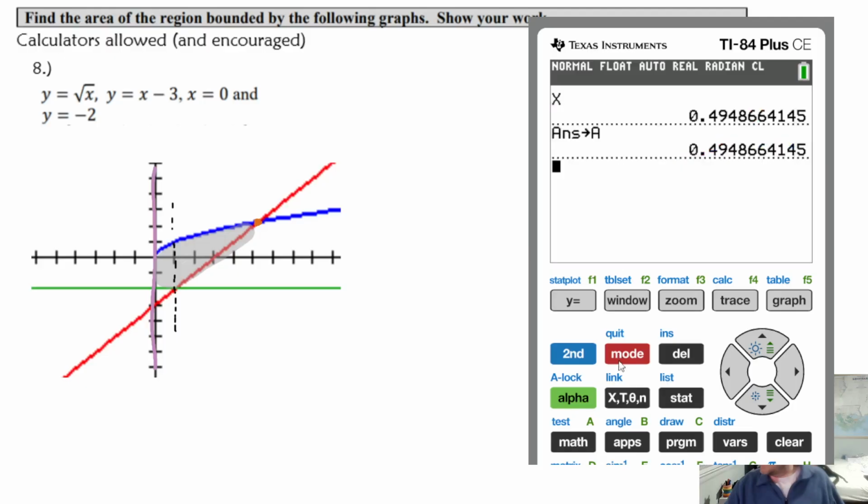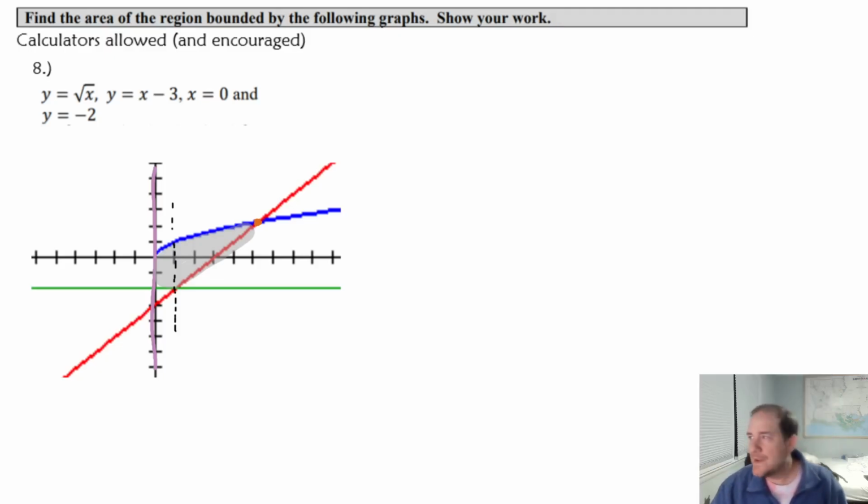I'm going to go second quit. Make sure x is 5.303. I'm going to store that as A, so I can't lose it. Okay, got it. Second quit. Now, let's write this down before we evaluate it.